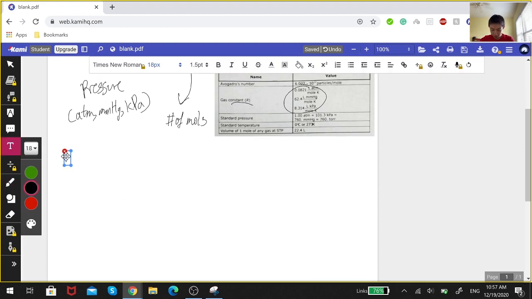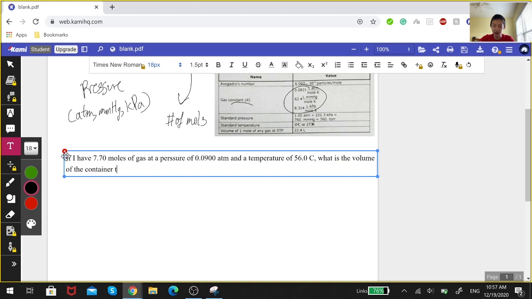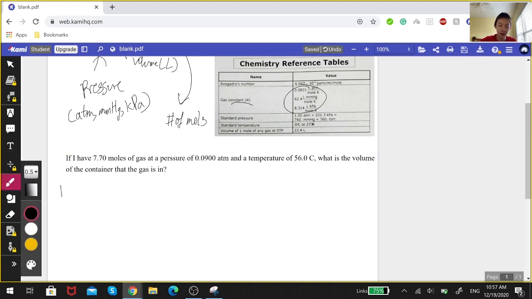If I have 7.70 moles of gas at a pressure of 0.0900 atm and a temperature of 56.0 degrees Celsius, what is the volume of the container that the gas is in? Okay, so first let's write PV equals nRT.